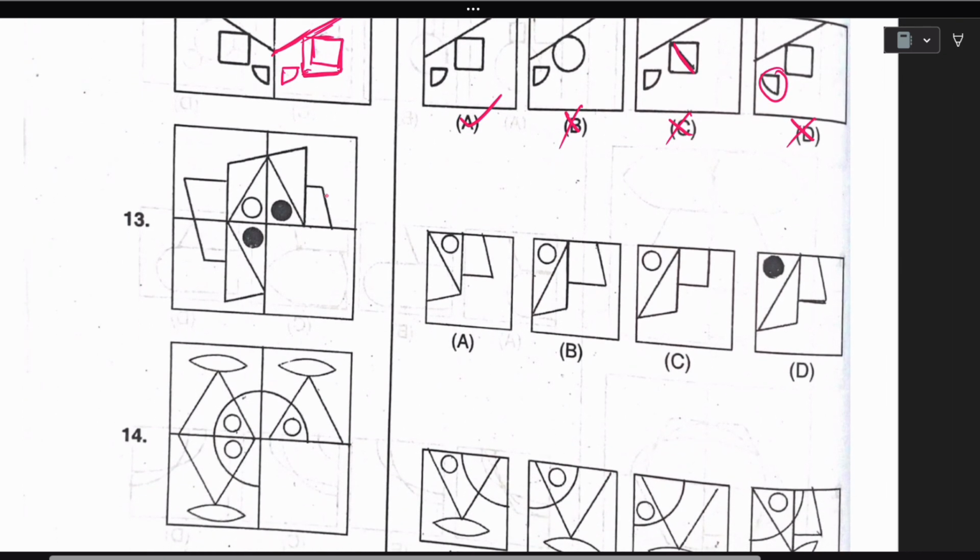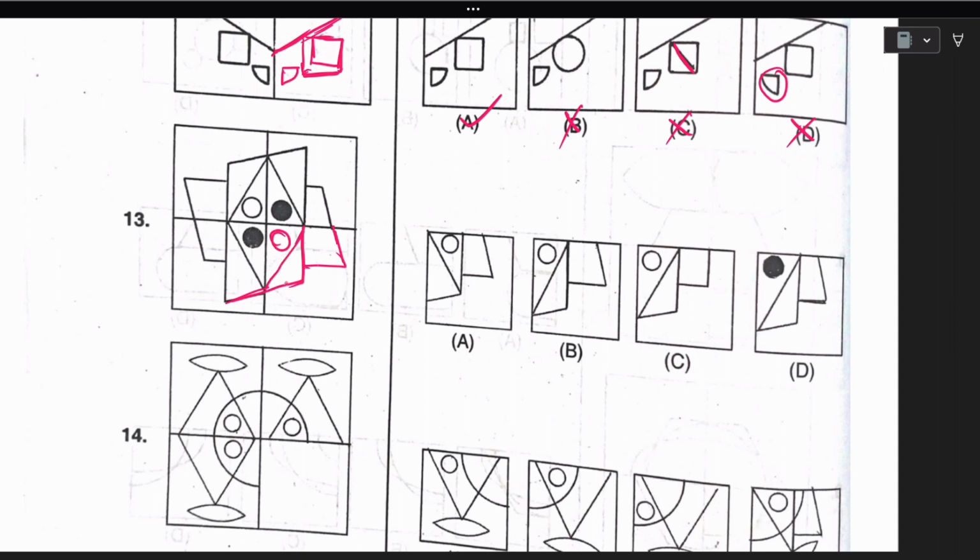Here we need to complete this figure, so first of all we will be completing our parallelogram, and then we need to complete this. So this comes like this, and then we have a circle here. These are shaded, so this will not be shaded, and then we need to draw this line.